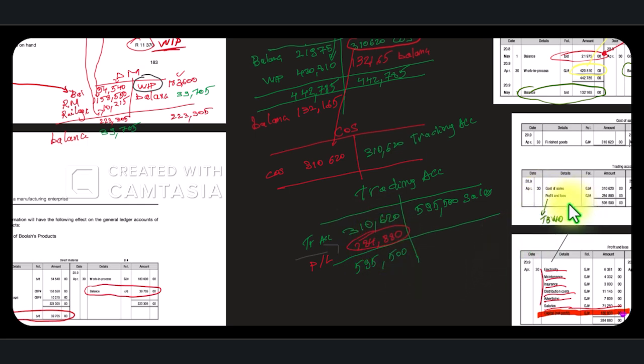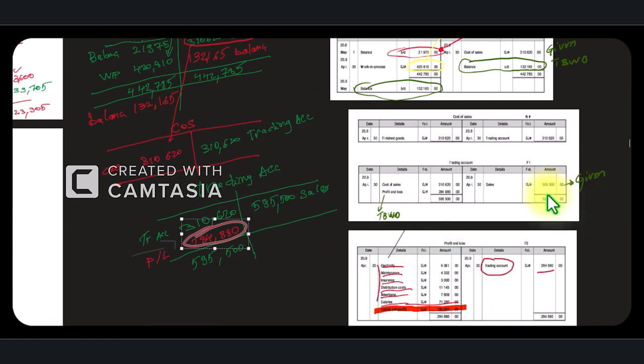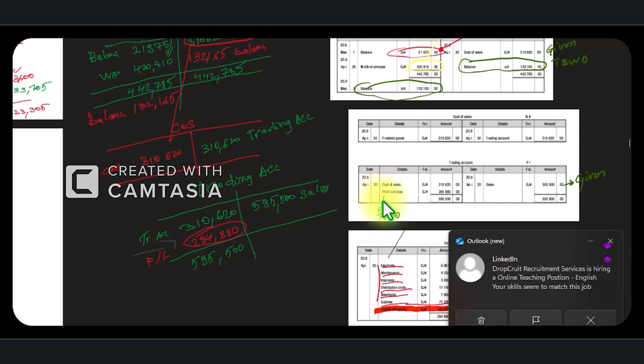So I'm giving you an indication of what is given and what is to be worked out. You take what is given and you work out the unknown, right? And so we have a profit, right?